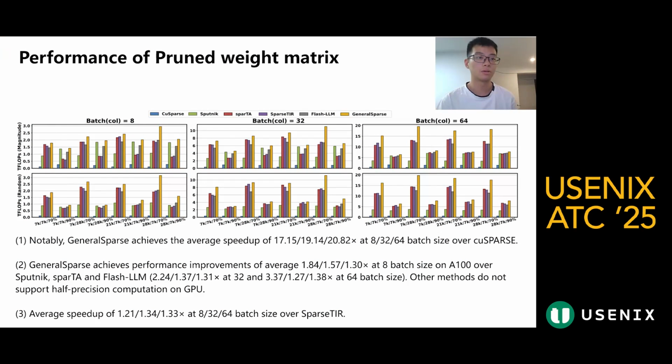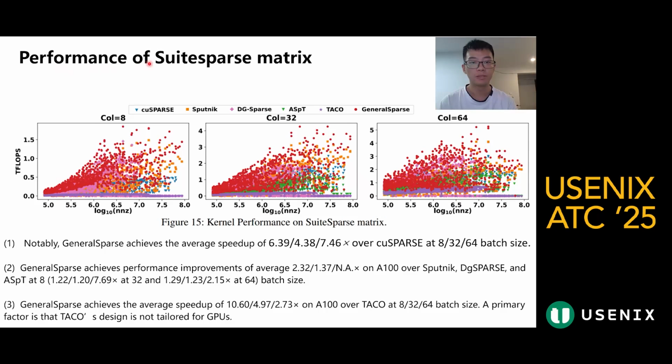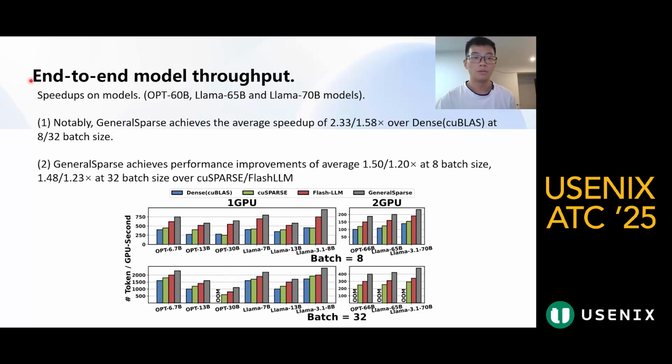This is the performance of sparse matrices. We can see we obtain performance speedup on different columns and different non-zero number ranges. On end-to-end model throughput, we can see speedup on models OPT 6 billion, Llama 65 billion, and Llama 70 billion, which are evaluated. We can see that in different models, we obtain model throughput speedup.